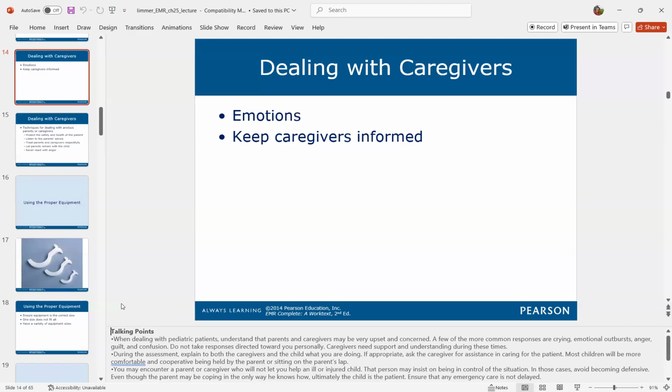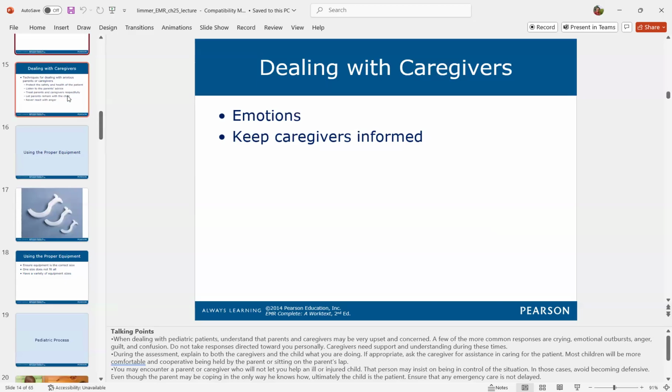Ultimately the child is our patient, and if we were called there, that is our patient. So we don't want to delay stuff that's an emergency as well. We can get law enforcement involved if we need to.